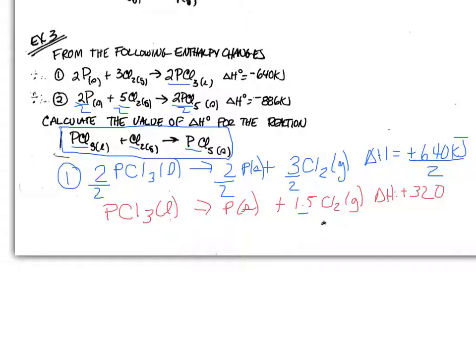So if we go ahead and rewrite that, you're going to end up with phosphorus plus 5/2, or 2.5 chlorines. And they're going to yield a PCl5. And remember, you have to halve your delta H, so you're going to have a negative 443 kilojoules.